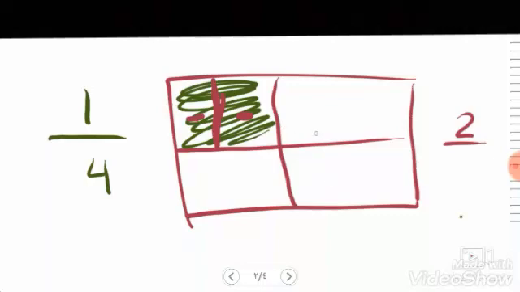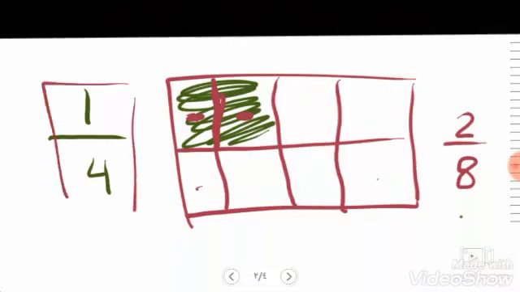No. As you can see, these are not equal parts, so I have to make them equal parts. So I'll cut all of it into equal parts like this. So I took now 2 pieces out of what? Out of 8. 1, 2, 3, 4, 5, 6, 7, 8. 1/4 equals 2/8 because I didn't change the piece that I took.